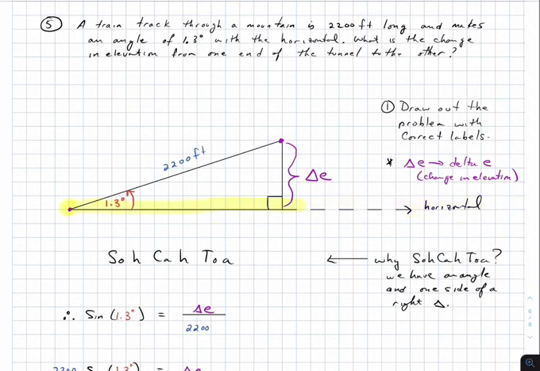And goes all the way to the right, forever and ever and ever. That's a ray, right? So I started with that horizontal ray. And then I knew that I had to rotate that ray, right? Because that's what it said, from the horizontal, 1.3 degrees. So I did that. And then I labeled the tunnel, the 2,200 feet.